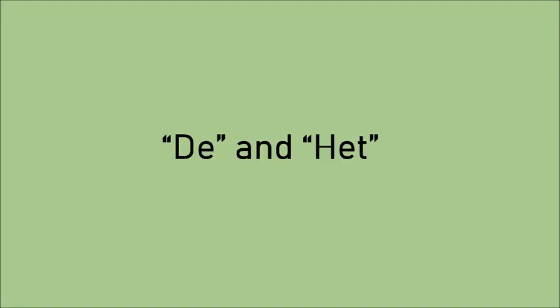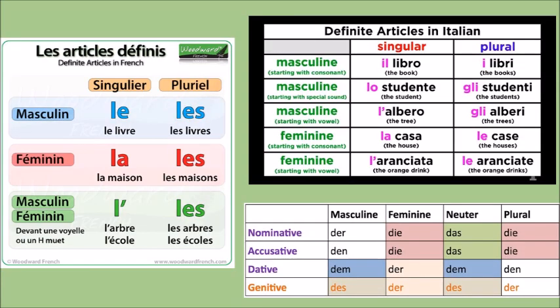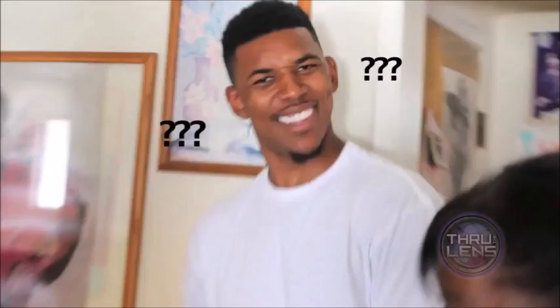Today we are going to talk about the articles de and het. Other languages have strict rules what article to use based on the gender of the word. In Dutch, however, we seem to have no rules. But that's not entirely true, because there are also some words where you don't have to study the article by heart. But let's start with the basics.